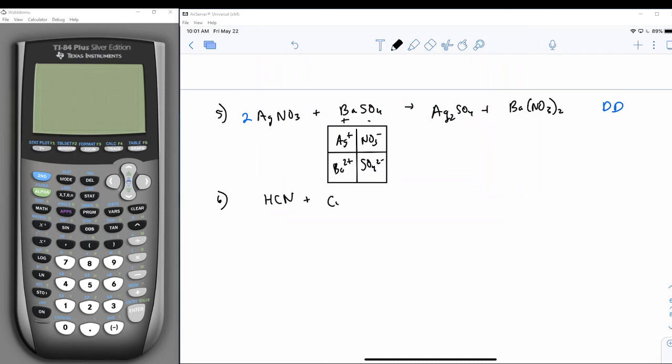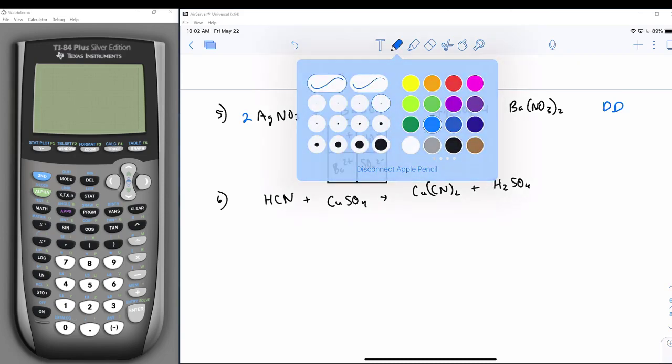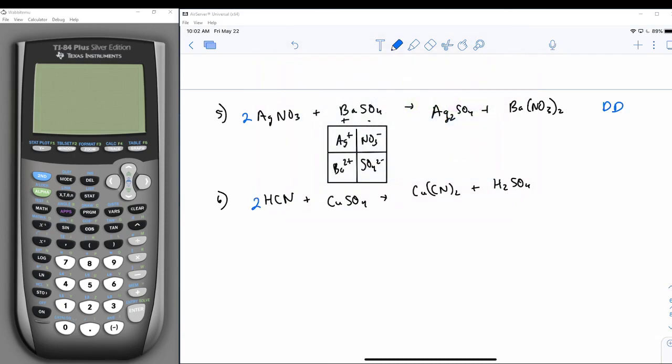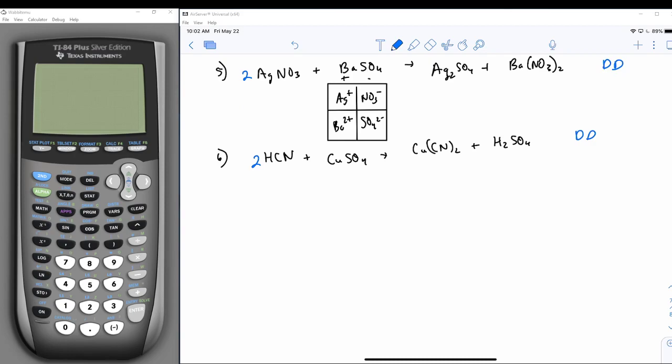HCN plus CuSO4. I'm going to kind of pick this up a little bit. Cu(CN)2 plus H2SO4. So this is 2, and this is double displacement again. Most of these reactions are double displacements when you're predicting products, so you kind of see a pattern here. And so H2O plus AgI is Ag2O plus HI. Double displacement here.